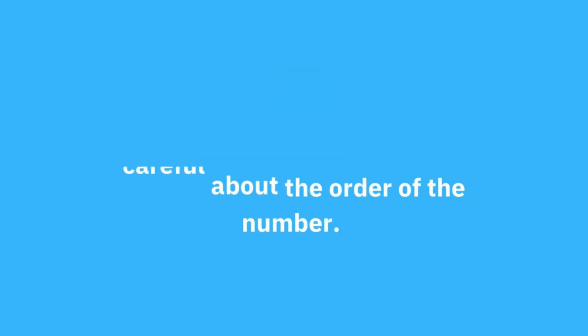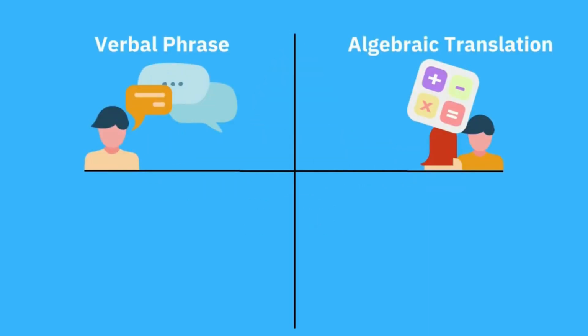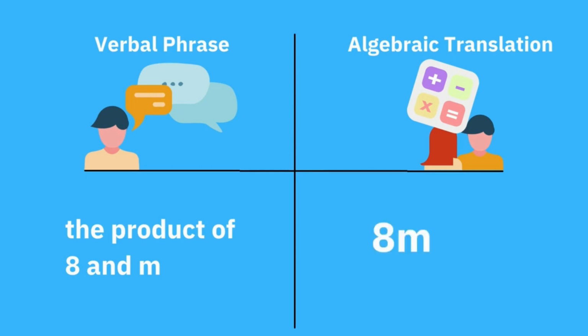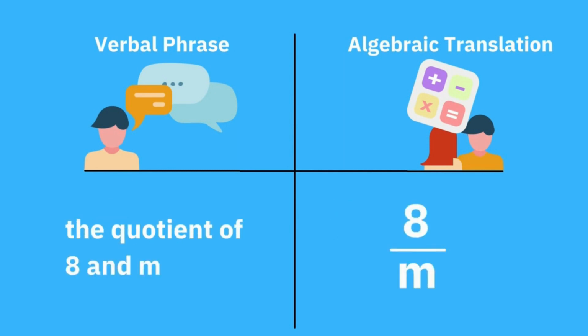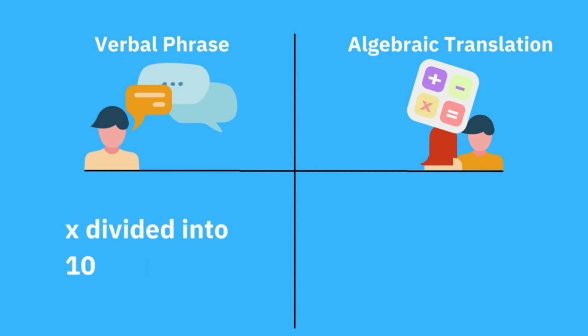Now, we proceed to the verbal phrases and their algebraic expressions with multiplication and division. In verbal phrase, we have the product of 8 and m. The translation would be 8m. Another one, we have 1 over 2 of p, and if we translate it, that will become 1 over 2 p, or 1/2 p. Now, in this case, we have the quotient of 8 and m. The translation would be 8 over m or 8 divided by m. Another one is x divided into 10, and that is 10 over x or 10 divided by x.